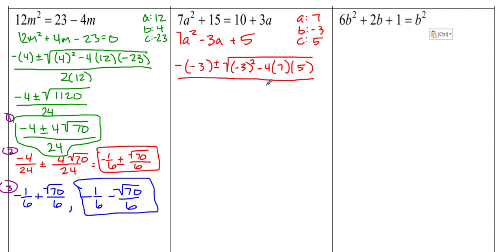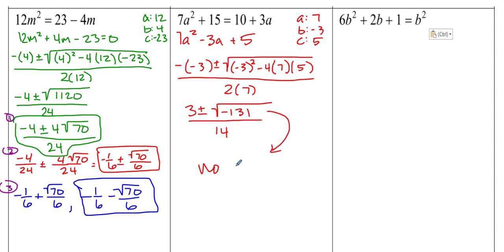This is going to be all over 2 times 7. So this negative times negative now becomes a positive 3. We got plus or minus the discriminant, which after you calculate it is going to be the square root of negative 131, and this is all over 14. However, if we remember from the things to know, if we get a negative here, we are not going to square root a negative, so this is going to be our no solution. We just stop right there.